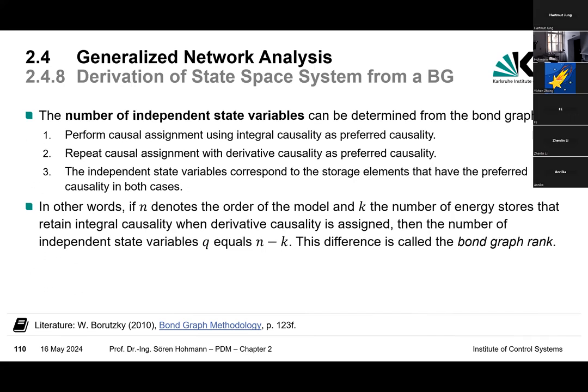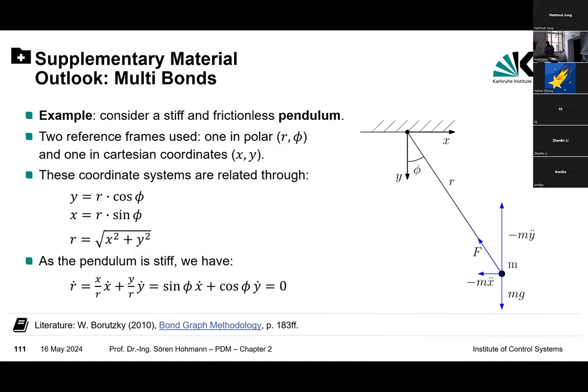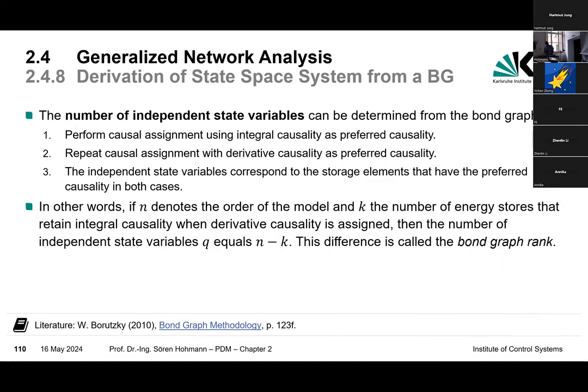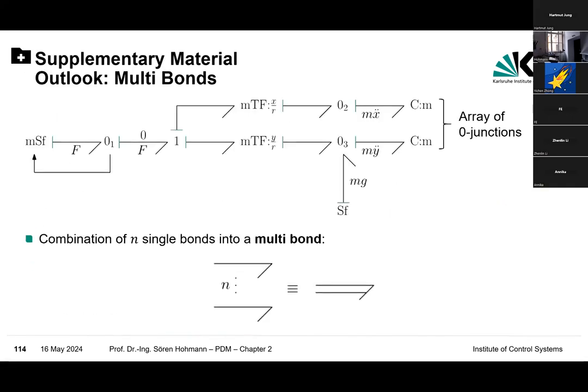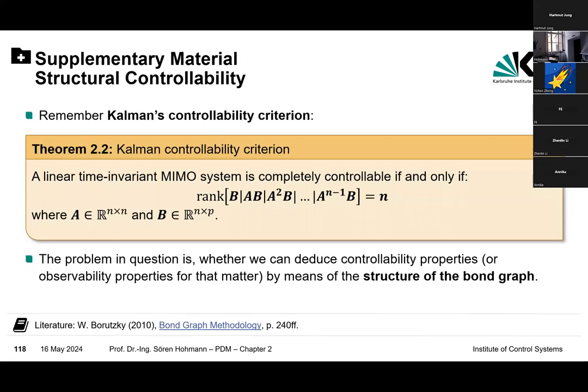And then we know the problem. If you're interested in bond graph theory, there's a bond graph rank defined if n differs from k, if the energy source is higher, but we know this might happen. Now I want to skip this multi-bond thing in a second, because this is something important later on, but I want to show you what we can do with this notion of bond graphs at the very end.